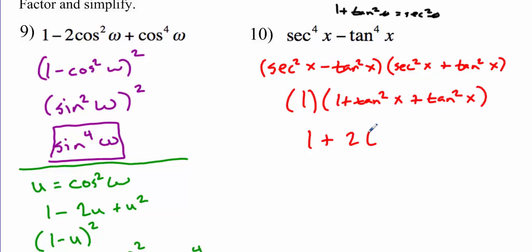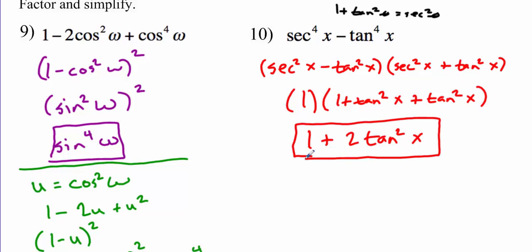We're down to one trig function, so in that respect it's simpler, and it's also simpler in the respect that we have a second degree rather than a fourth degree. But there's really not much else we could do with that. We can't change this to a secant squared. It's 1 plus 2 tangent squared, not 1 plus tangent squared. So we are done with number 10.